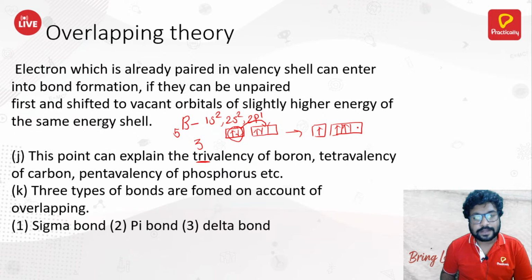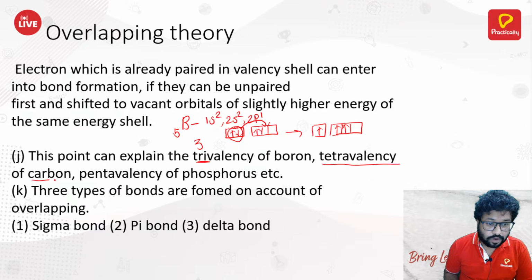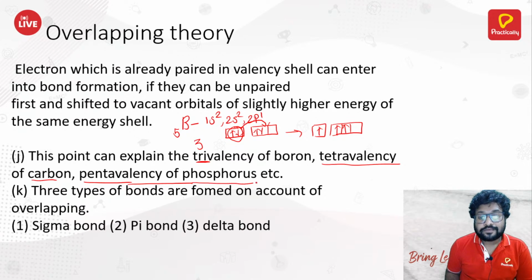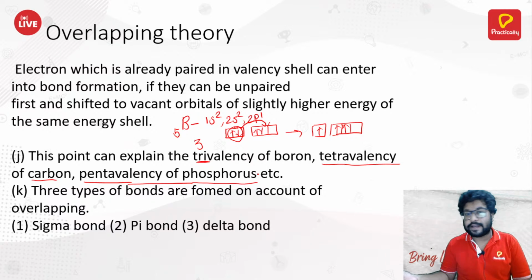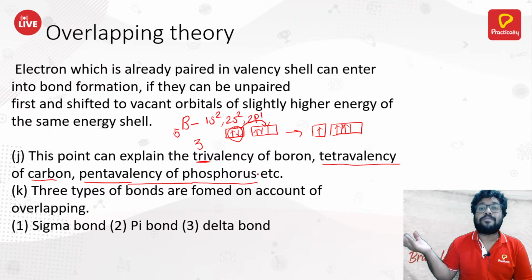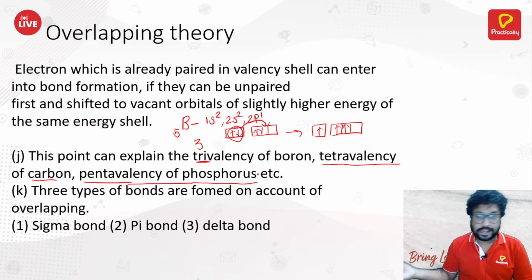So this point can explain the trivalency of boron, tetravalency of carbon, which is 4, pentavalency of phosphorus, and also hexavalency of sulfur and heptavalency of iodine. We had seen that earlier, right?